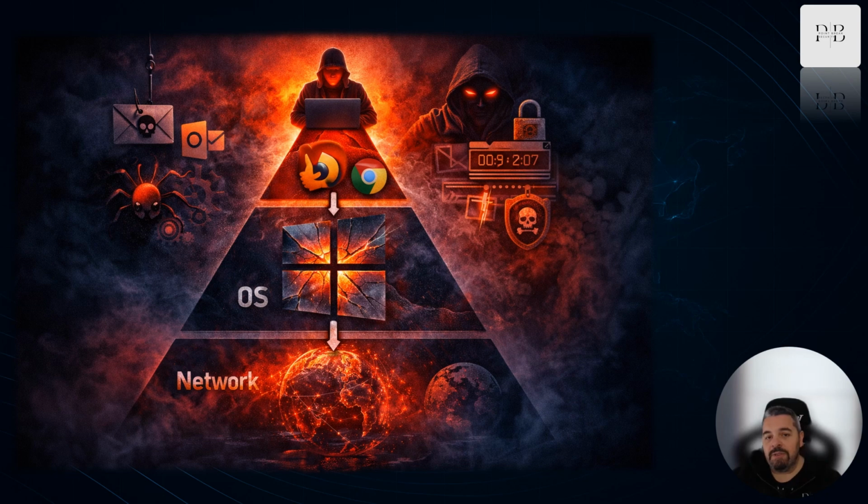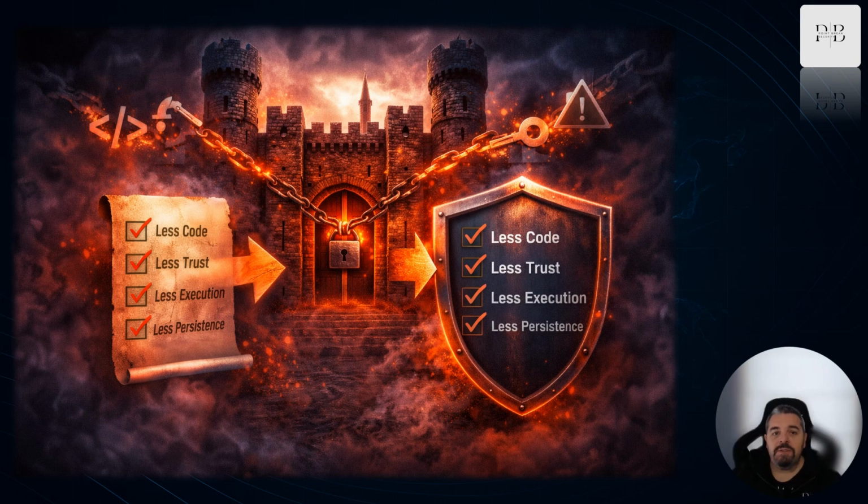Families like Emotet, Qakbot, IcedID, they didn't start in big corporations. They started with home users. Ransomware groups literally buy access from malware loaders that compromise everyday machines. Credentials get stolen, banks get drained, crypto wallets disappear, not because someone targeted you personally, but because your system was easy.